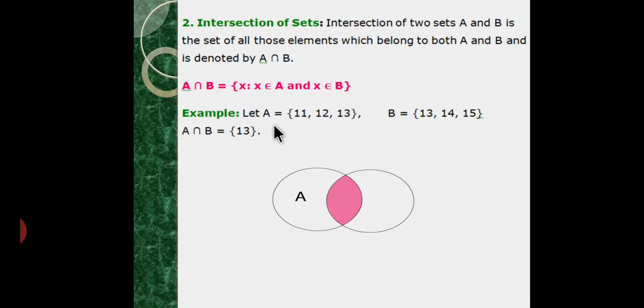Let A be equal to {11, 12, 13}, so A contains 11, 12, 13, and B contains 13, 14, 15. In this part, the common element of these two sets is 13. This part represents A intersection B, so the set contains the element 13. This is the graphical representation of A intersection B. The common part of the sets A and B is here: the element 13 belongs to this part.